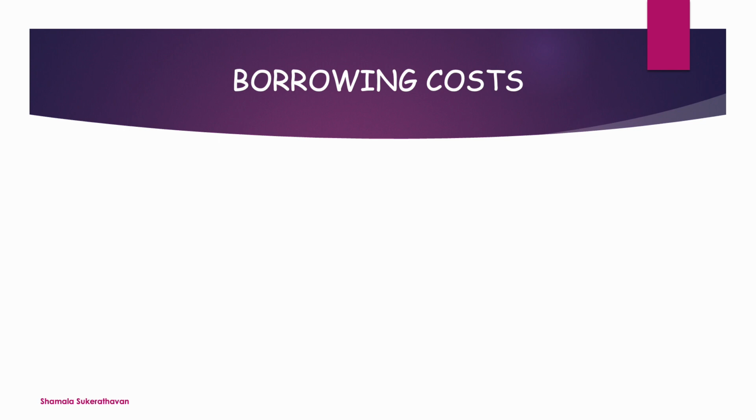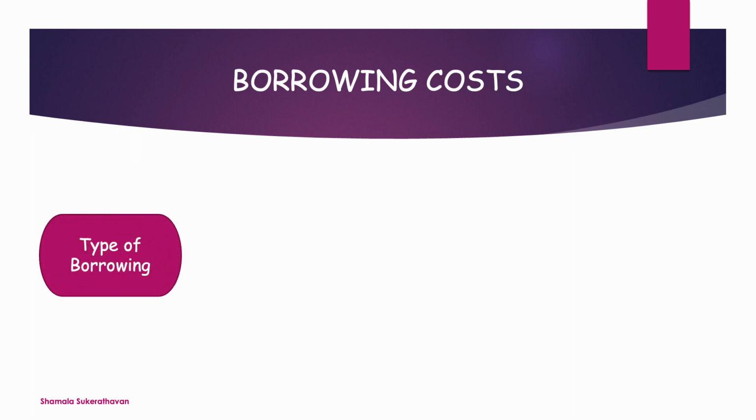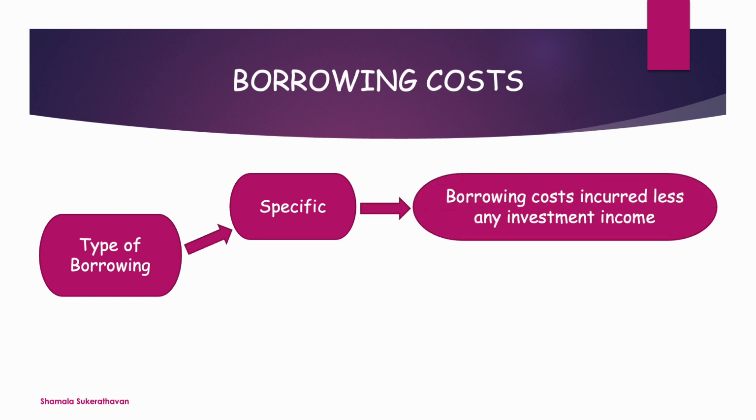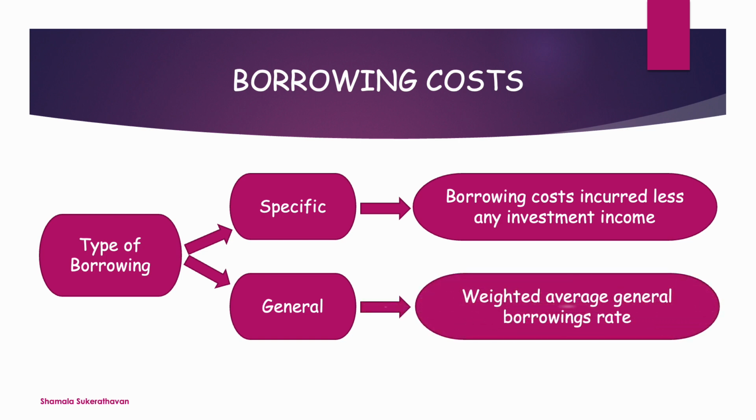Finally, we will look at total borrowing costs eligible for capitalization. This will depend on the type of borrowings undertaken by an entity. If an entity undertakes a specific borrowing, the borrowing costs eligible for capitalization should be based on the borrowing costs incurred, less any investment income from temporary investment of those borrowings. However, if an entity decides to use its general borrowings, the borrowing costs eligible for capitalization should be based on the entity's weighted average general borrowings rate.